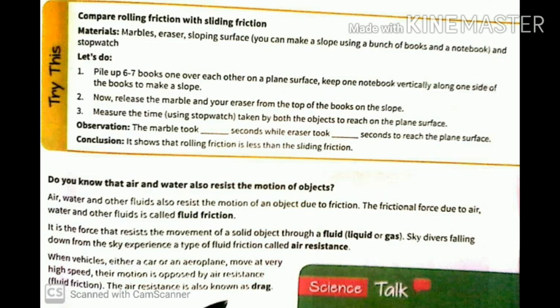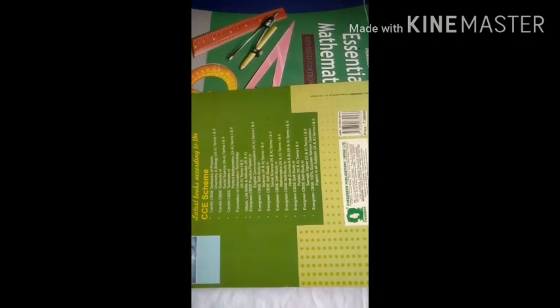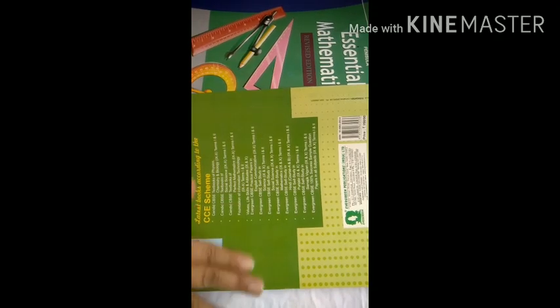Students, on the next page there is one activity given. The activity is to compare rolling friction with sliding friction. For this you need some material like a marble, an eraser and some books. So let's perform this activity. Students, we have to pile up the books one over each other on a plane surface and keep one notebook vertically along one side of the books to make a slope.